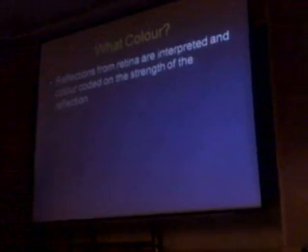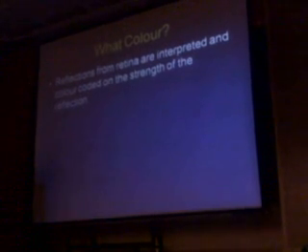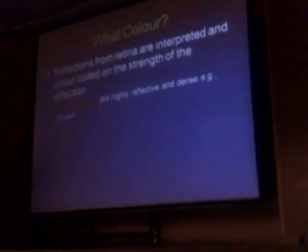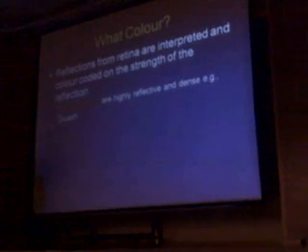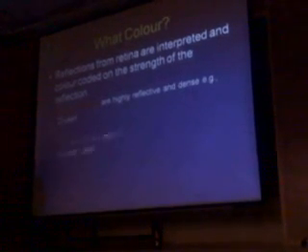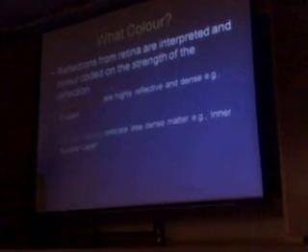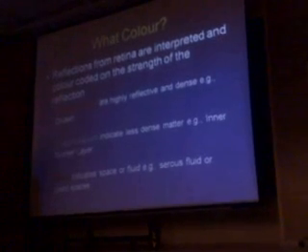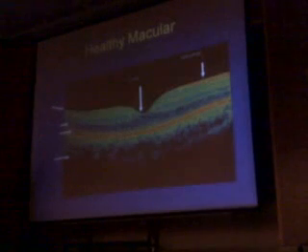Now, what colour is this? When we look at it, what does it mean? Reflections from the retina are interpreted and colour-coded on the strength of the reflection. Warm colours, like red, are highly reflective and dense, for example, a drusen. Cooler colours indicate less dense matter, for example, the inner nuclear layer. And black means space, which usually means fluid, serous fluid or a cystic space.